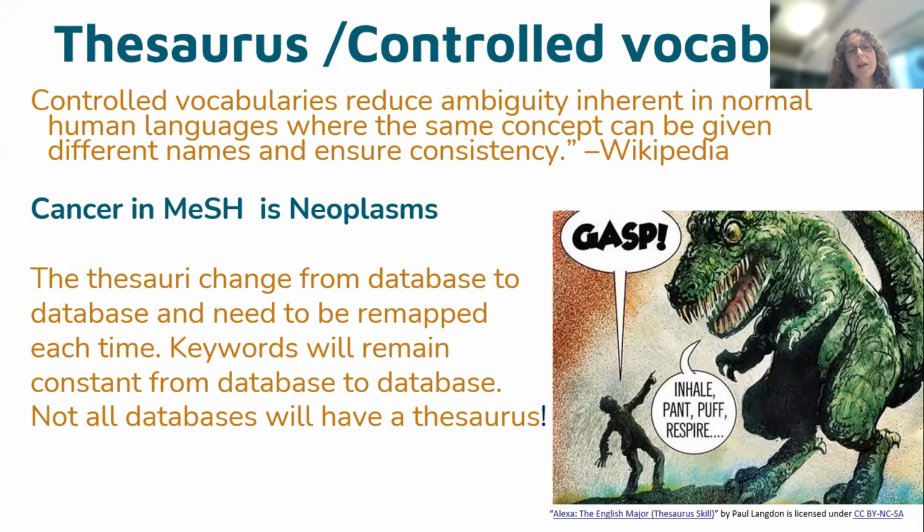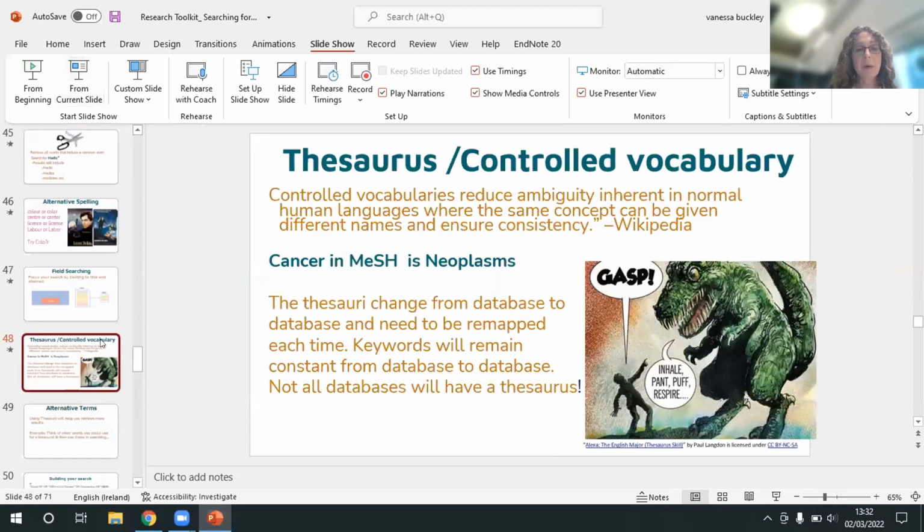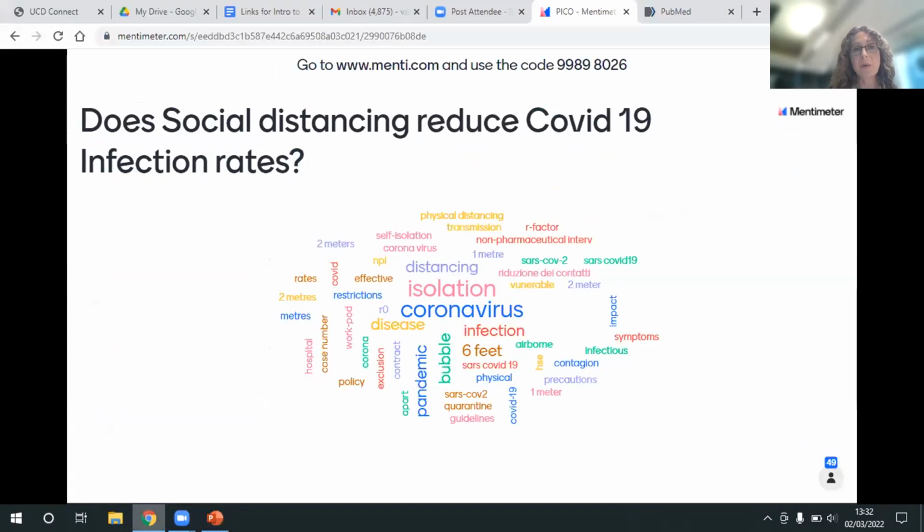The thesaurus changes from database to database, so you need to remap or readjust your search each time you move from one database to another, but the keywords will remain constant. So I'm going to go out of my presentation here, and I am going to show you just a thesaurus search within PubMed.